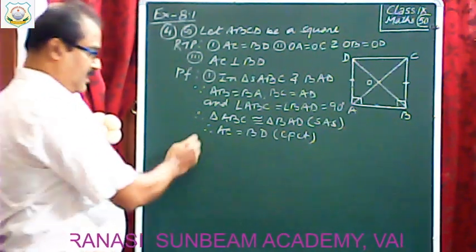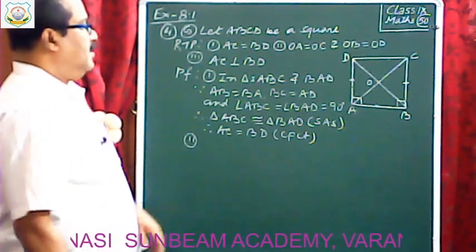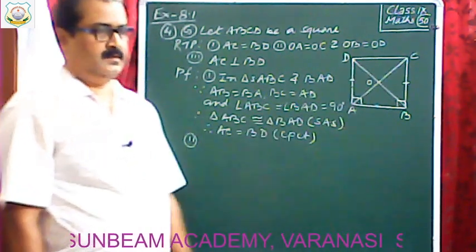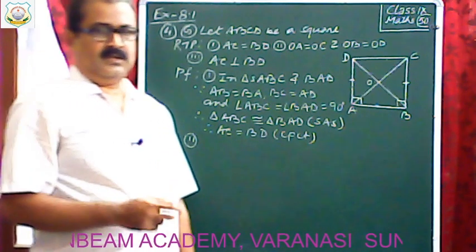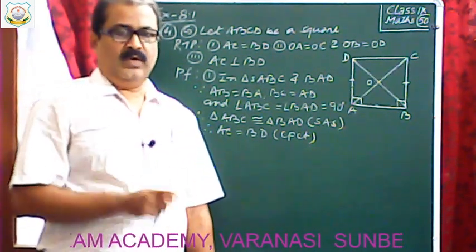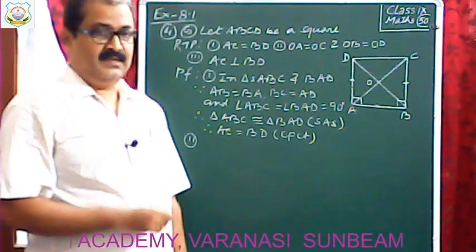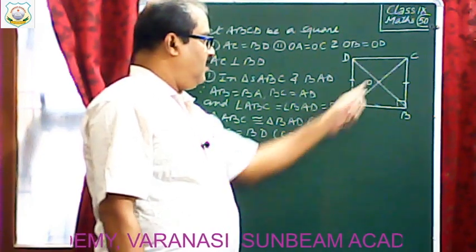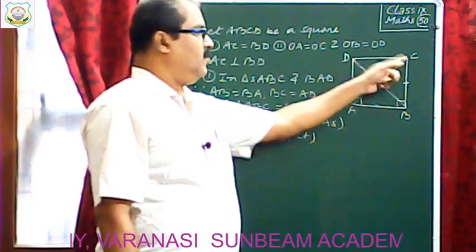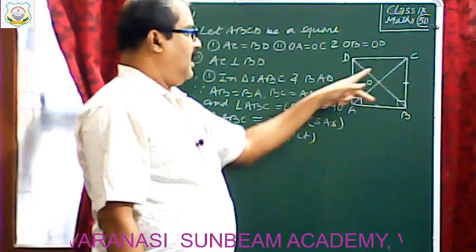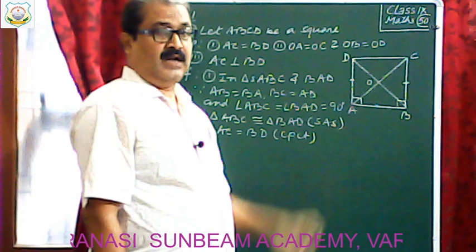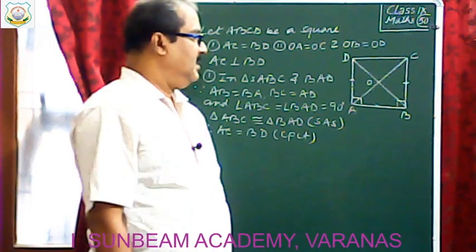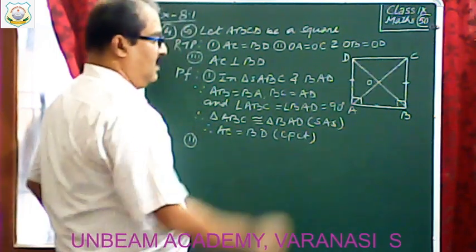Second point. Diagonals bisect each other means OA equal to OC, OB equal to OD. Again, you have to select two triangles in which OA, OB, OC, OD are the sides involved. If you consider triangle AOB and triangle COD, and prove both the triangles AOB and COD are congruent, then OA equal to OC and OB equal to OD by CPCT we can say. How to prove both the triangles are congruent? Let's see.